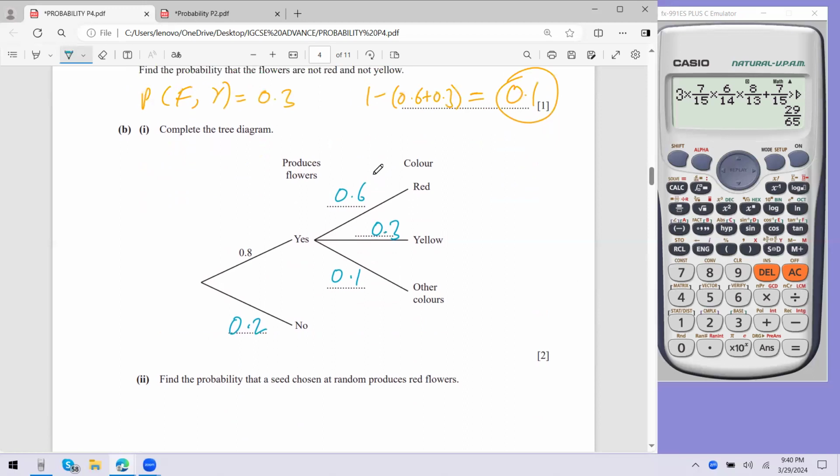Find the probability that a seed chosen at random produces red flowers. Okay, so definitely we just need to go to this path. Okay, 0.8 multiplied by 0.6, 0.48. Any questions?